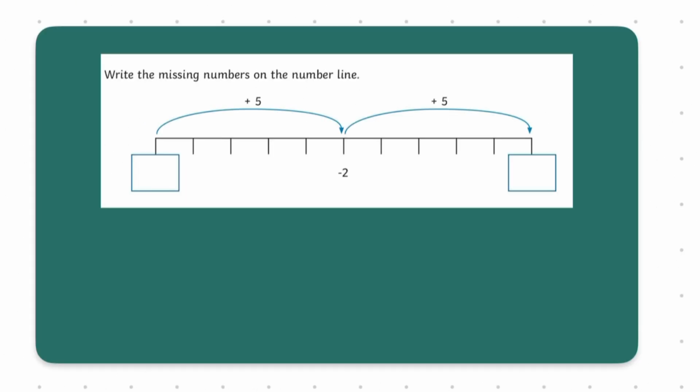Next question. Write the missing numbers on the number line. Here we've got the number -2, and we need to add 5 to -2. So we could write the numbers on the number line. If we put -1 here, 0, 1, 2, 3, and let's work backwards. So -2, -3, -4, -5, -6, -7. So -7 plus 5 is -2, -2 plus 5 is 3.